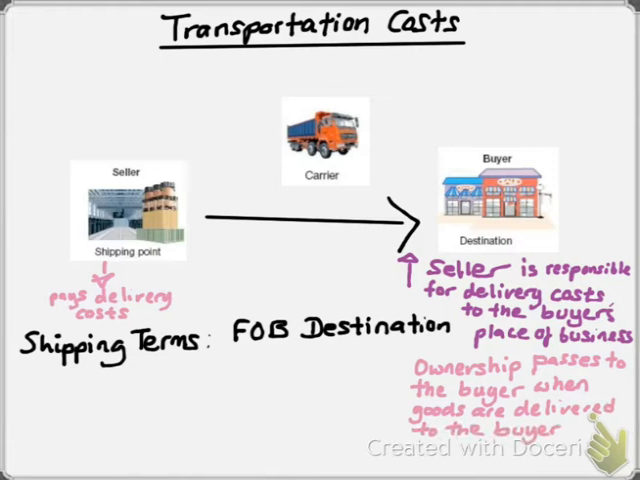Again, let's assume that the goods are destroyed in transit. Who bears the loss? It would be the seller, because the seller this time is responsible for delivering the goods up to the buyer's warehouse, and until it's delivered to the warehouse, the seller has ownership of the goods. So in this case, the seller would be responsible for the loss of those goods.